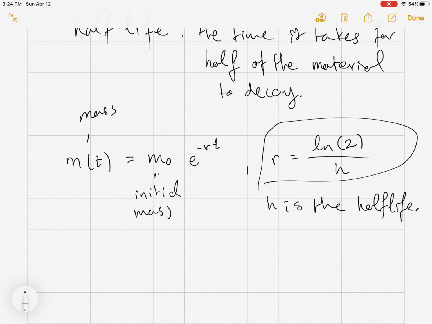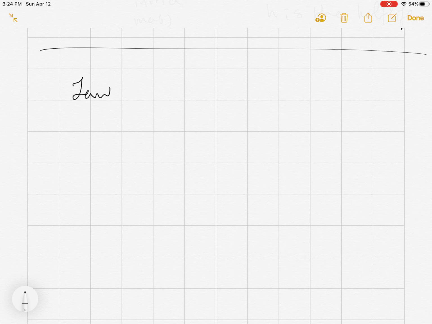I'm going to next go on and just tell you about one more sort of law that we can look at, one more function with blanks that we can fill in, and that's going to be the law of cooling. And this is Newton's law. All right.